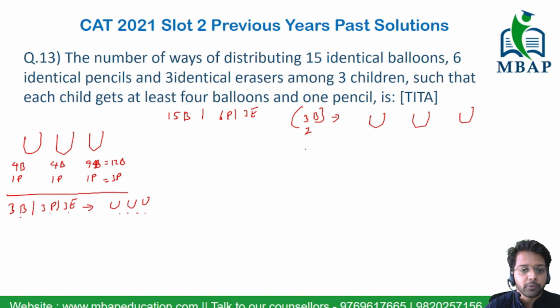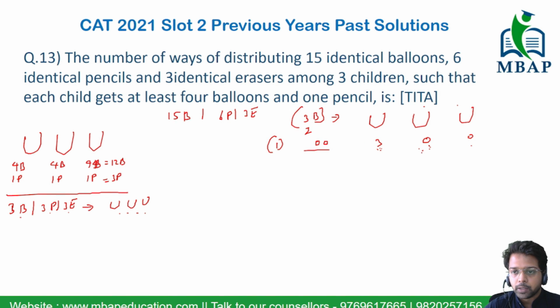Let's try to assume the first case where exactly 2 of them are getting 0 balloons. Let's say child number 2 and child number 3 are getting 0 balloons. In that case, child number 1 will get 3 balloons. So this is one case where I am distributing 3 to the first child and 0 and 0 to child 2 and child 3. This is case number 1, where 2 of the children are getting 0 balloons.